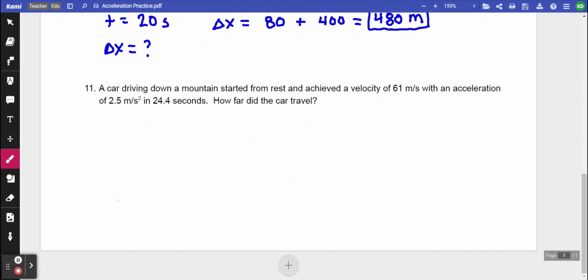All right, so we're going to do the same thing with number 11. We're going to label the information in the question, label our givens, determine our unknown, and then pick an equation. And then so let's read the question.